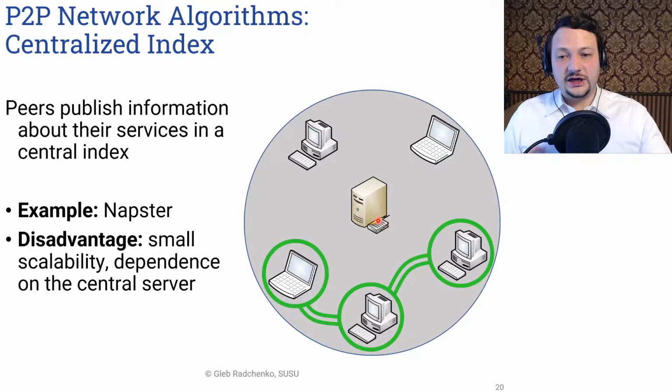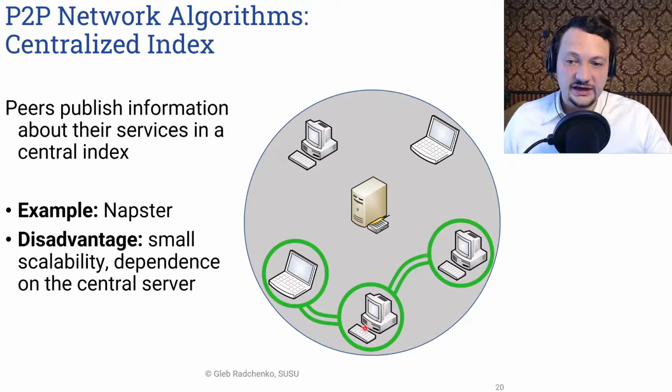And if you had a client that was already connected and knew the IP addresses of your address book, then you could call your peers because the calls are direct. But if you did not know the IP address of some person, without the central index, you would not be able to get it. So this is a disadvantage of the centralized index approach.